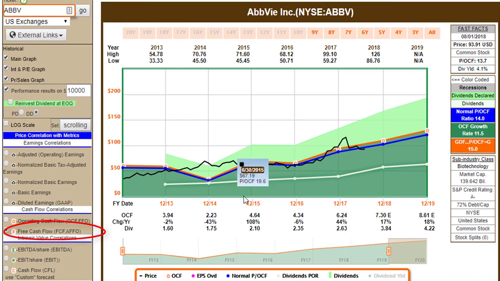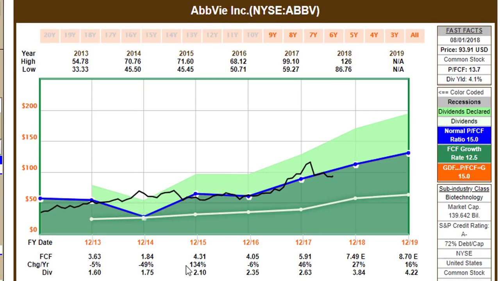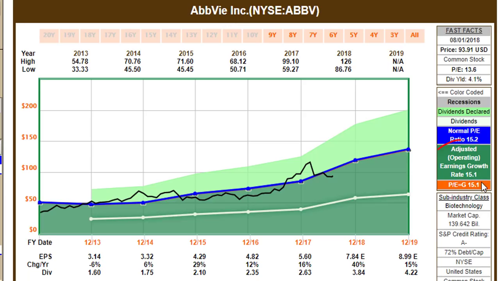And I'm also going to look at free cash flow to again determine the company has ample free cash flow to cover their dividend. The company does have a lot of debt. However, it is A- rated. And it's got a really exceptional growth rate, over 12% on free cash flow, and their operating earnings growth, as you might recall, has been 15%.